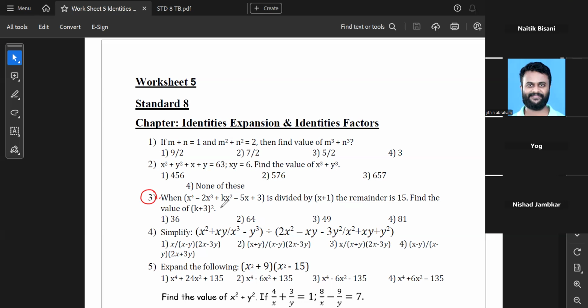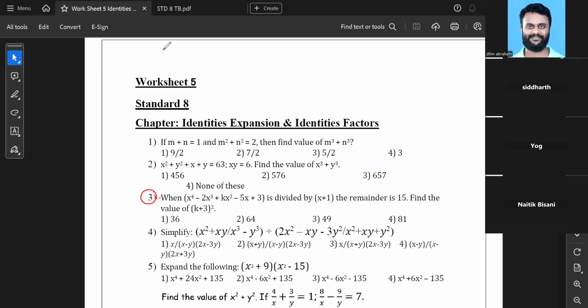Yeah, Naitik, tell me. For solving this question quickly, we can use the remainder theorem and find the answer. Okay, so tell me, guide me. What should I write? First of all, instead of x in that expression, we should put x's value, minus 1.